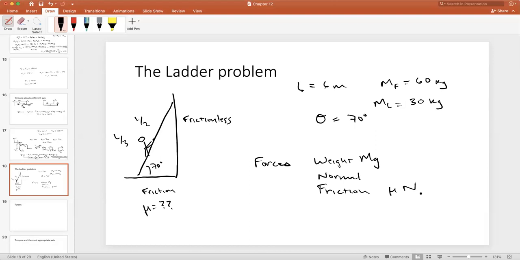But take a minute and see if you can figure out, there are 5 forces on the system, 5. So see if you can figure out what they are. Pause the video and see if you can guess what they are. And then unpause.